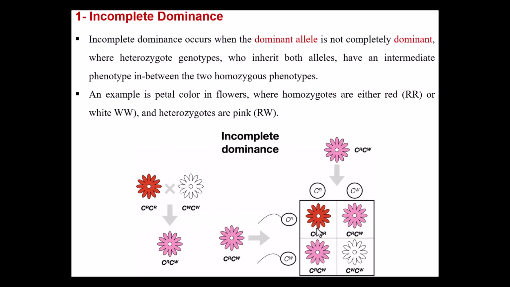First, we have incomplete dominance. Incomplete dominance occurs when the dominant allele is not completely dominant. See, the dominant is not completely dominant. It means we don't have any dominance or recessiveness. The example in this lecture is if we make a cross between a red flower and a white flower, the hybrid would be pink.